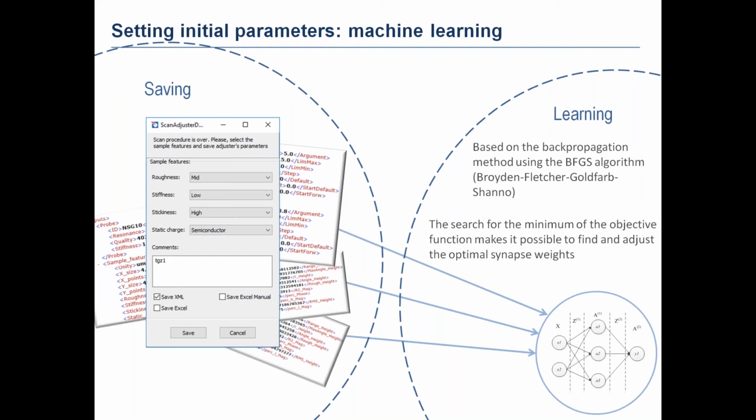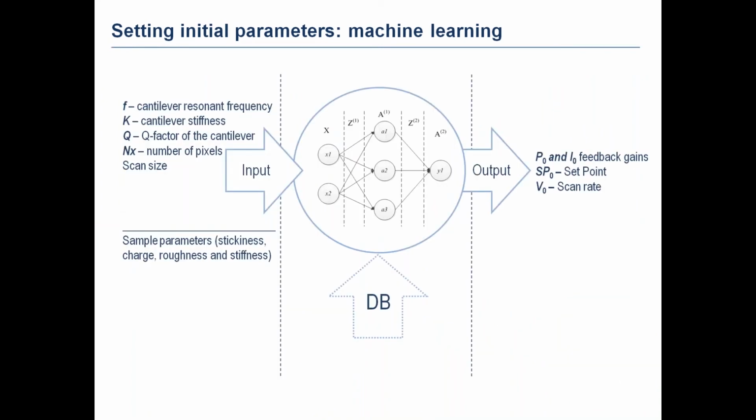Broyden-Fletcher-Goldfarb-Shanno algorithm, a quite simple neural network that has input parameters: the resonant frequency of the cantilever, stiffness, Q factor of the cantilever, and the scan size that you are going to have. Some initial parameters of the sample that are, let's say, verbally known, like thickness, charge, roughness, and stiffness of the sample, all work as input for the machine learning algorithm. And at the output of this neural network, we have the initial values of the proportional and integral feedback gains, set point, and scan rate.